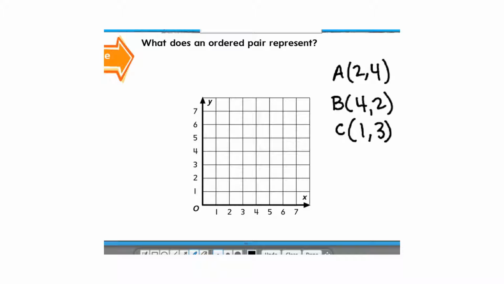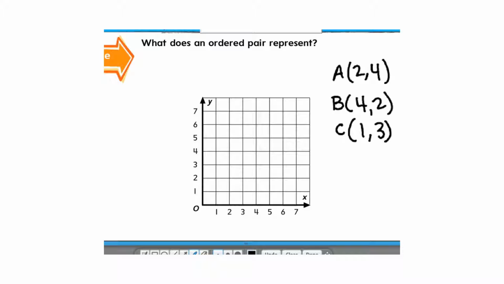Okay? So I gave you 3 ordered pairs, and then the letter that comes before it just tells you what you're going to label it. So the first one, which is 2, 4, I'm going to label it with the letter A. Because your graph is going to have a whole bunch of little dots on it when we're finished. And if you don't label it with a letter, you're not going to know which one is which.